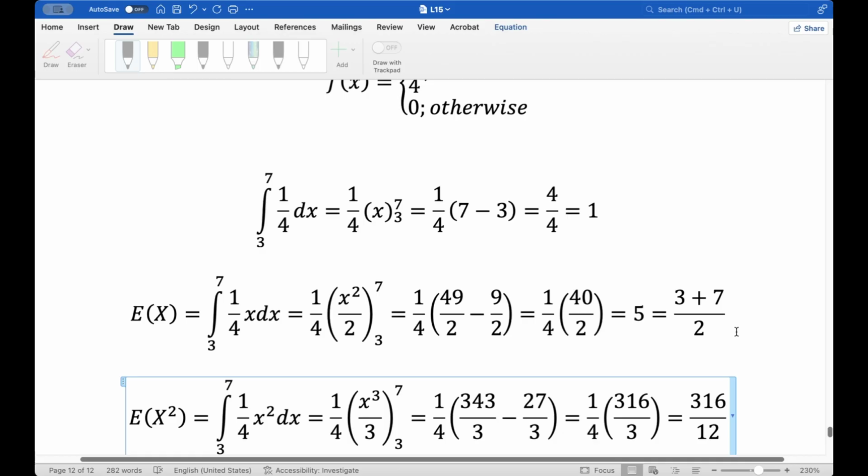To find the variance, we have to find the expected value of x squared first. We multiply by x squared. That becomes x cubed over 3 times the constant 1/4. Plugging in the limits, 7 cubed is 343 over 3 minus 3 cubed, 27 over 3, which leads to 316 over 3, which is 316 over 12.